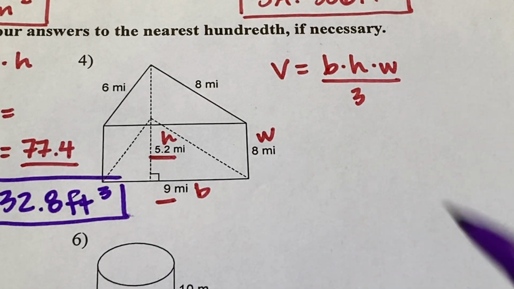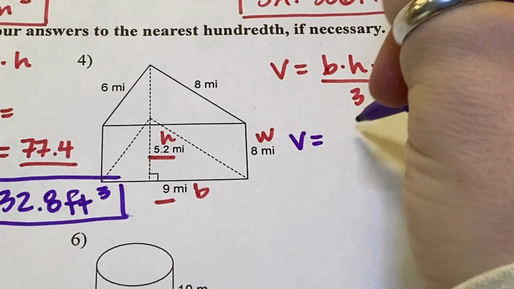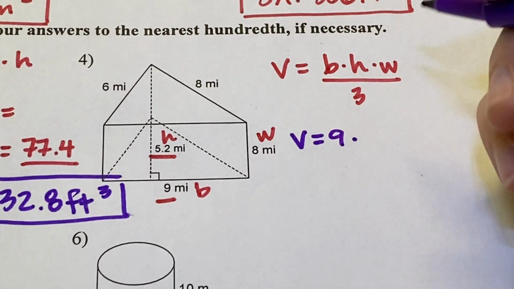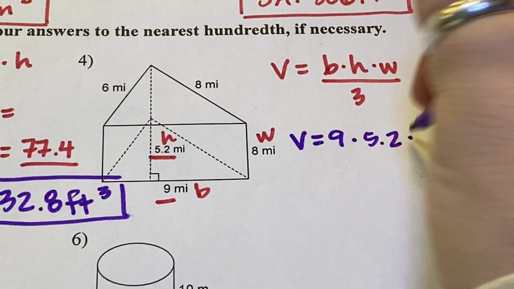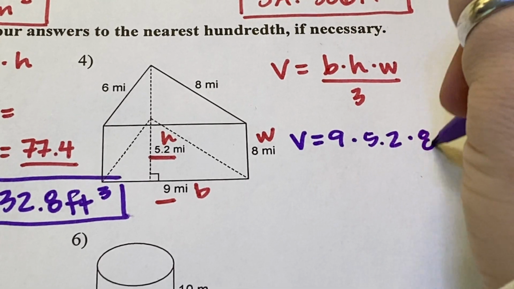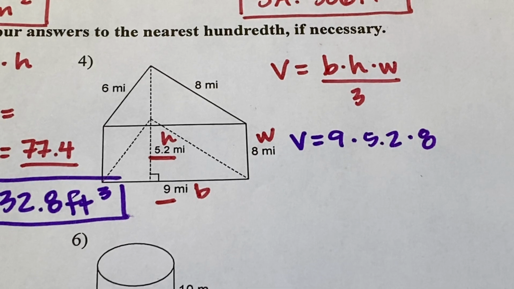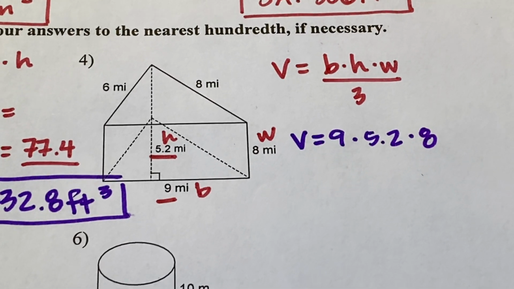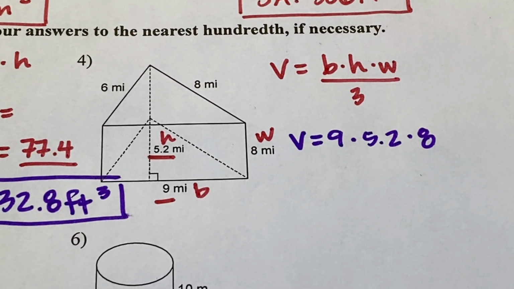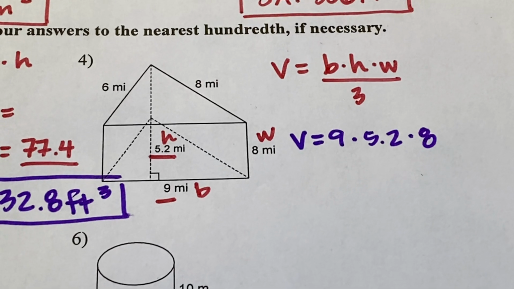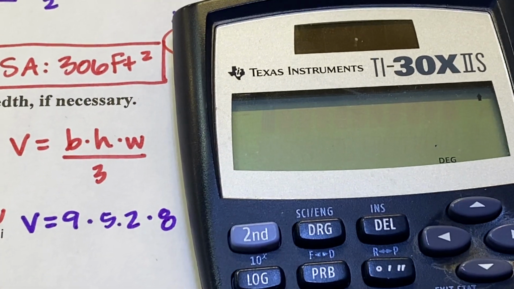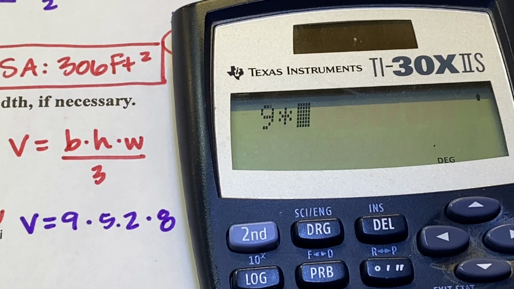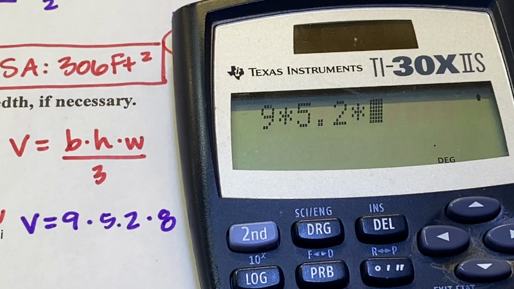Okay, so go ahead, plug it in. Volume equals my base, 9, times my height, 5.2, times my width, 8. Now let me ask you guys this. Does it matter which order you multiply it in? No. Nope, it does not at all. So I'm going to go ahead and put that in my calculator first. 9 times 5.2 times 8.